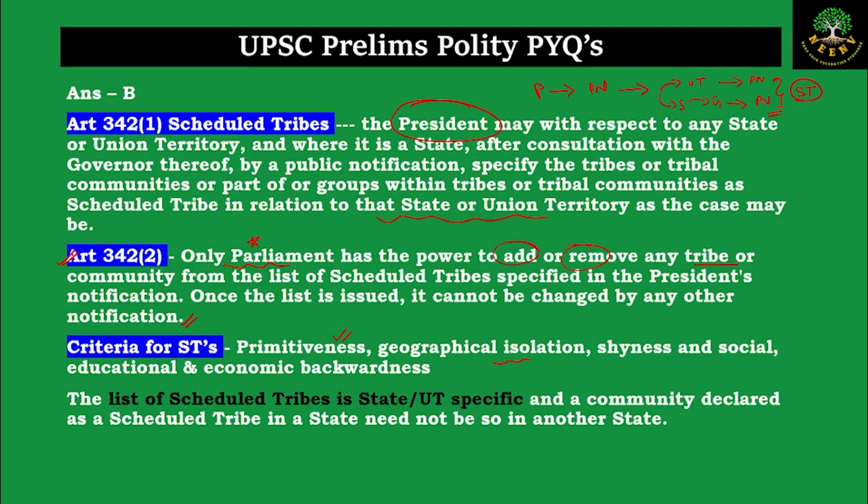And a community which is declared as scheduled tribe in a particular state need not be so in another state. It means that a particular community can be a scheduled tribe in one state. In another state, it may not be considered as a scheduled tribe. So this list is state or union territory specific. So this same line is mentioned even in the question. A community declared as a scheduled tribe in a state need not be so in another state.